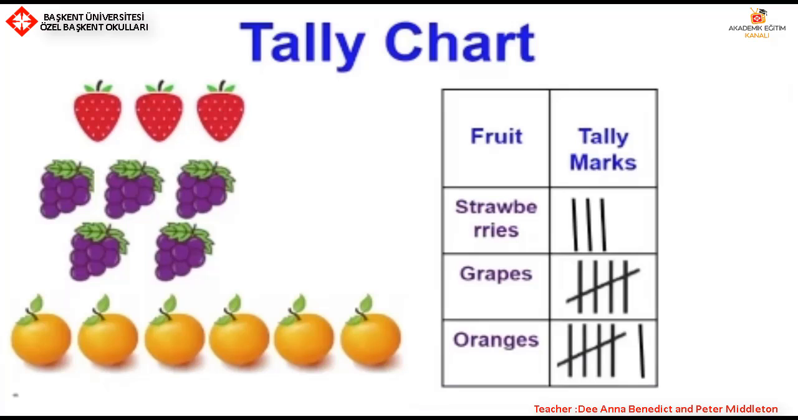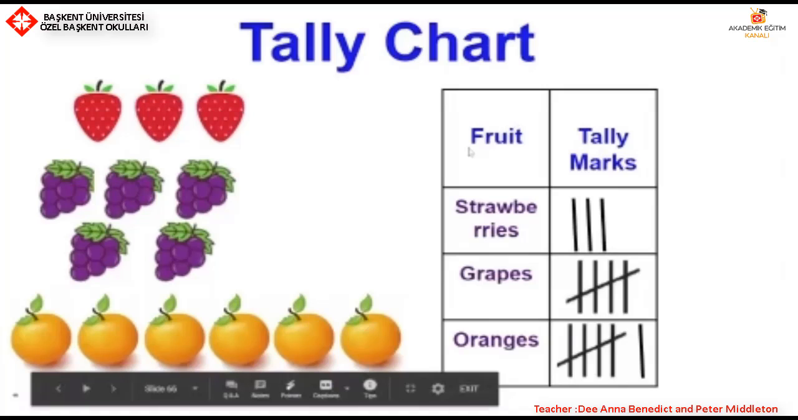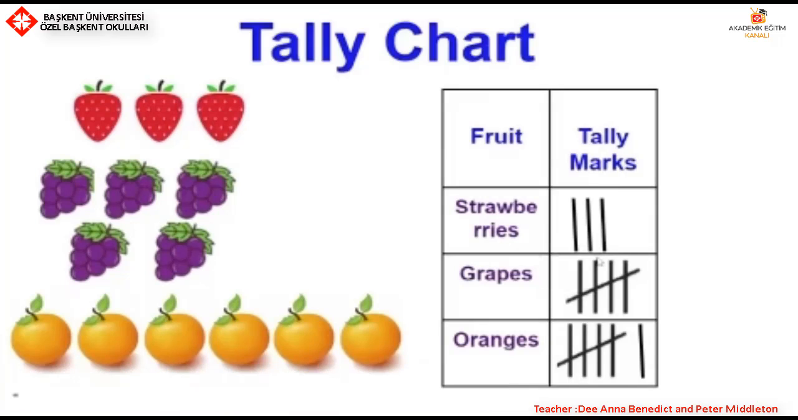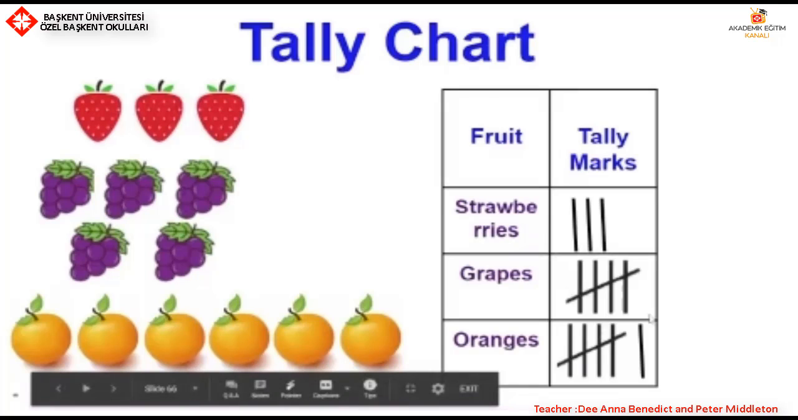So your tally chart will look like this. You have fruit in one column and tally marks in the other column. So you can look and see, there are 5 grapes.